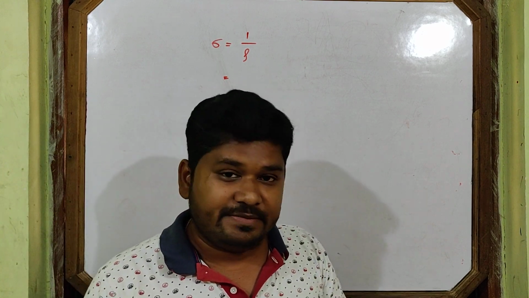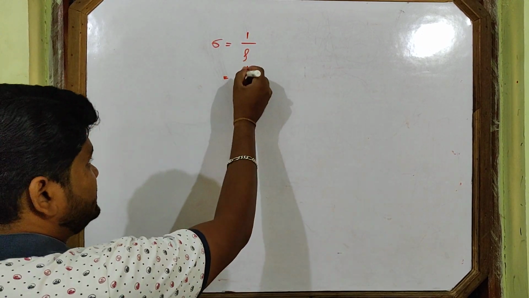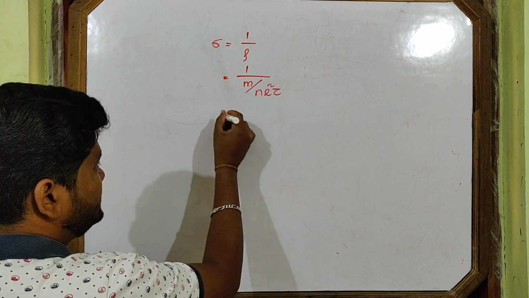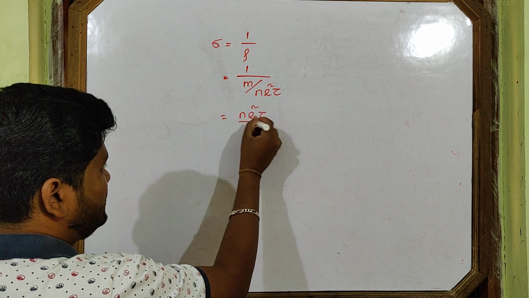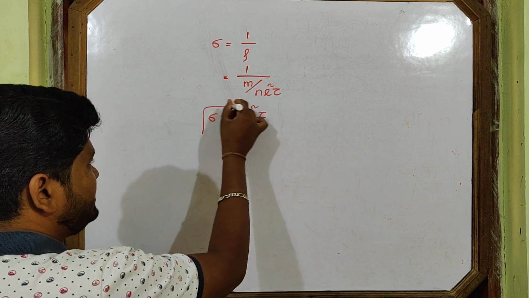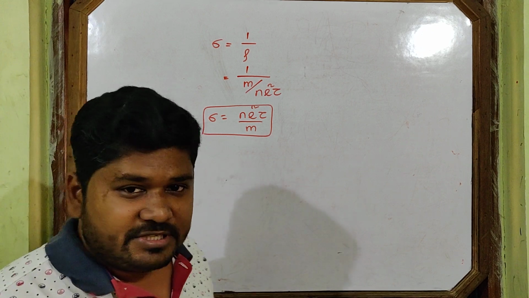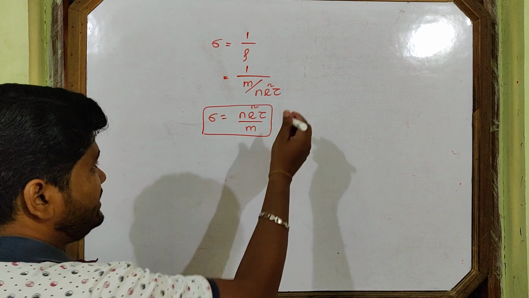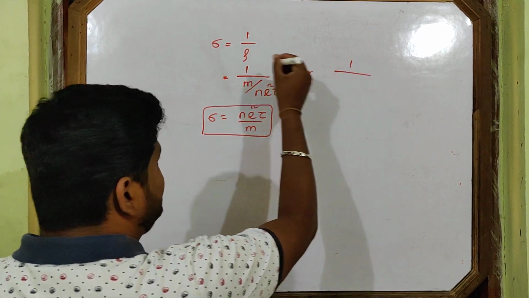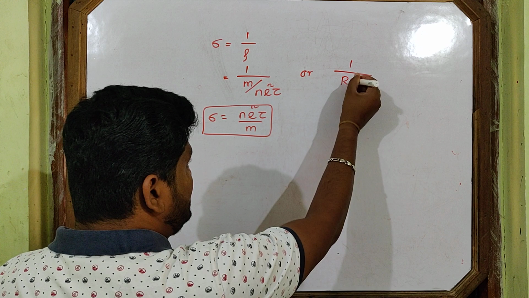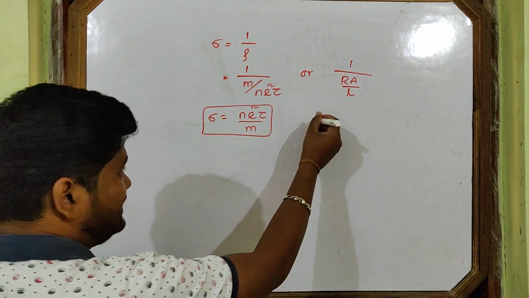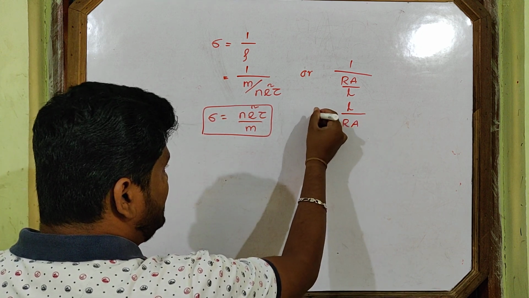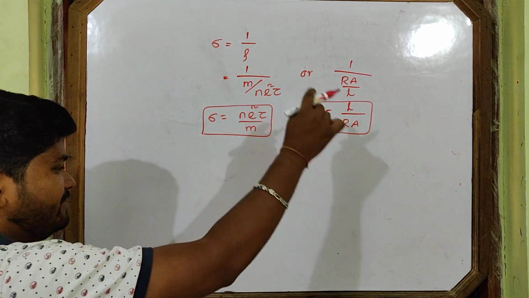Now see, in place of rho I can write m by n e square tau. So then conductivity is n e square tau by m. This is the actual formula of conductivity. Or I can write your resistivity formula as RA by L, then this will be L by RA. Or you can write this as your conductivity formula.